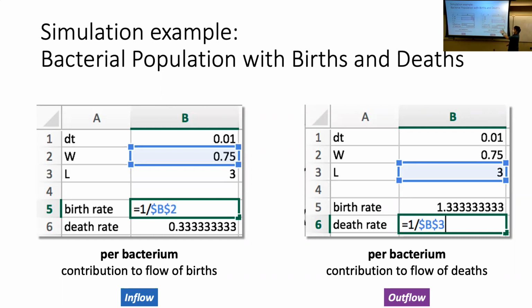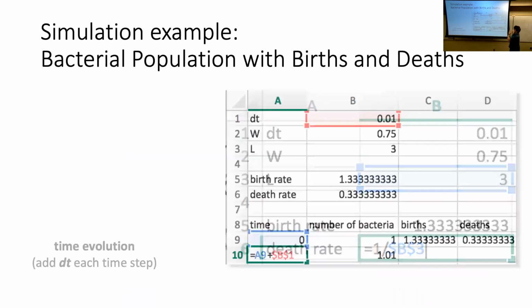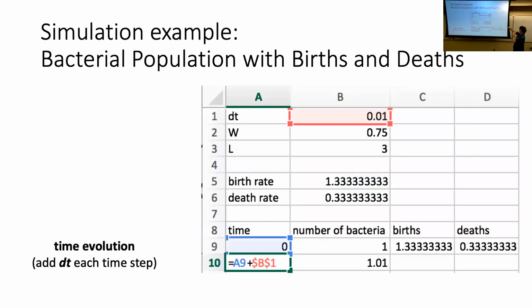Okay, so I got these rates now, and so this is sort of leading this forward. How do I then simulate the behavior over time? Well, time by convention always starts at 0. So I have a time column. My next time cell is just the previous time cell plus the DT.